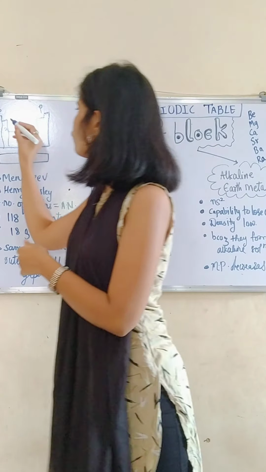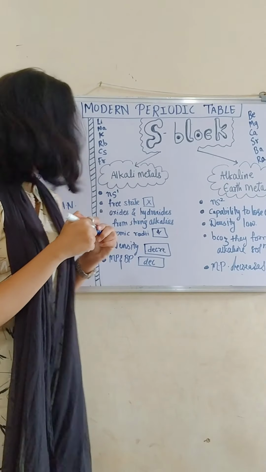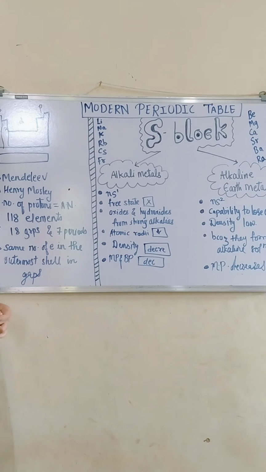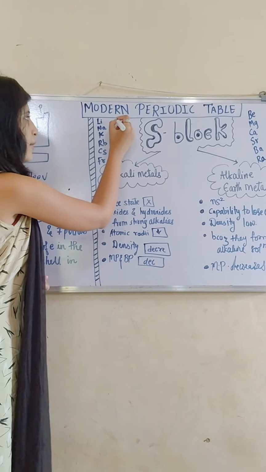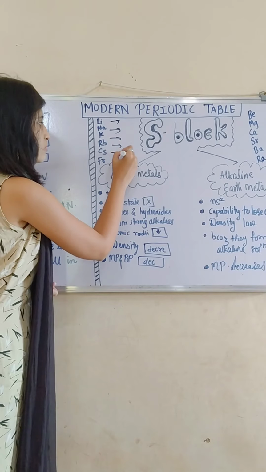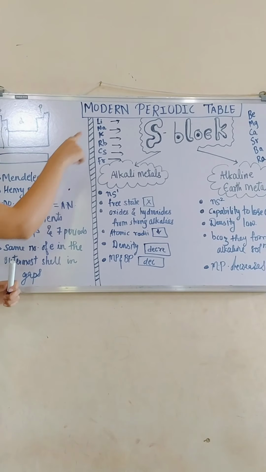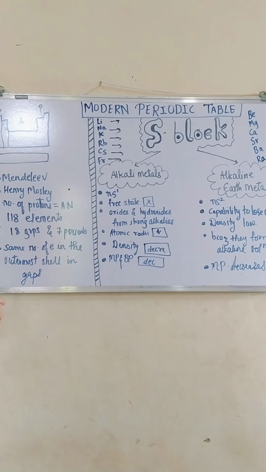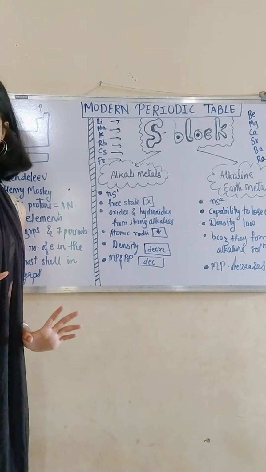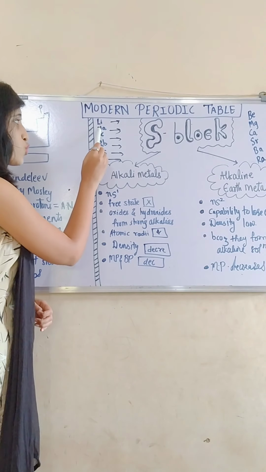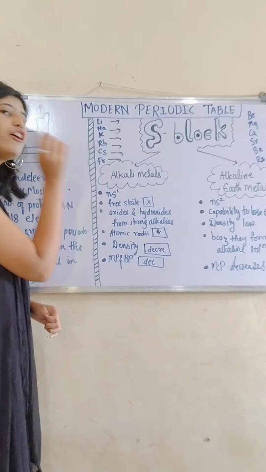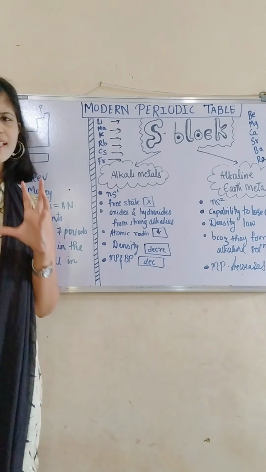This first group is called the alkali metals. In the alkali metals, the first group, 6 elements are involved. Let us see which are those elements: lithium, sodium, potassium, rubidium, cesium and francium. These 6 elements are involved.